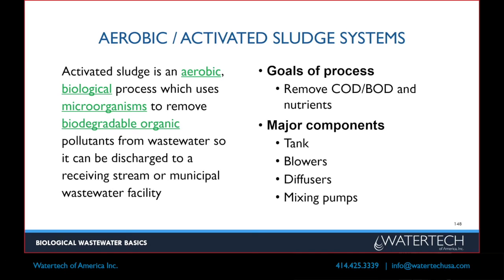Aerobic treatment is typically called activated sludge. This is what the large majority of your municipal plants are doing on a larger scale. It's an aerobic biological process that uses microorganisms, all the brown stuff that was in that tank, to reduce biodegradable organic pollutants from wastewater. That's it. Remove COD, BOD, and these are some of the major components of the treatment tank itself.